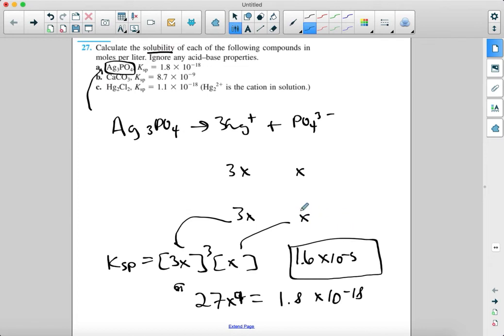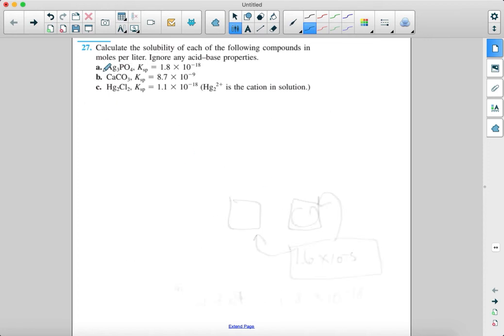Now, if they ask me about PO4, that would be the correct answer. If they ask me about Ag, though, I would have to take that 1.6 and multiply by 3. So be careful on the AP exam because they ask you about different ions. Next one, B.